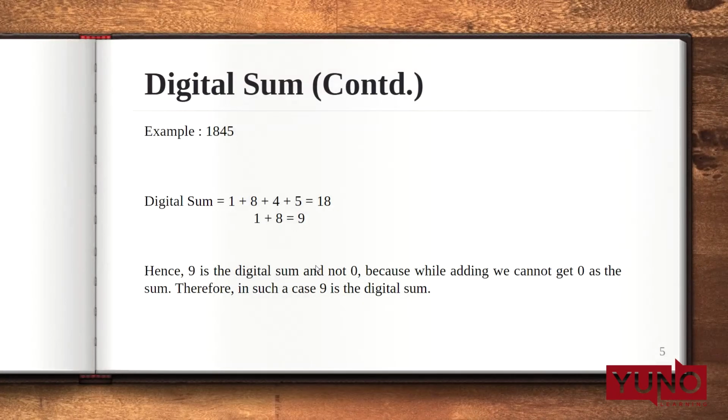One more example. In this example, we have the number 1845 and the digital sum of this number is 9. Now in this case, we cannot say that my sum is 0 and ignore the 9. The reason is we cannot add two numbers and say we got a sum of 0. So in such a case, the digital sum is 9.